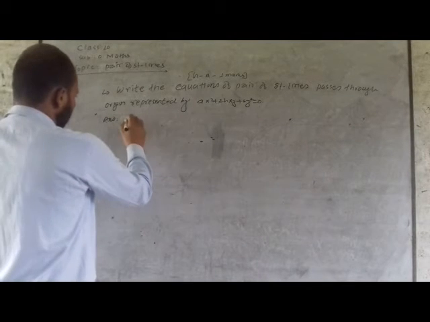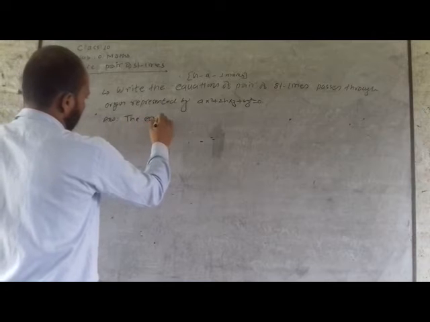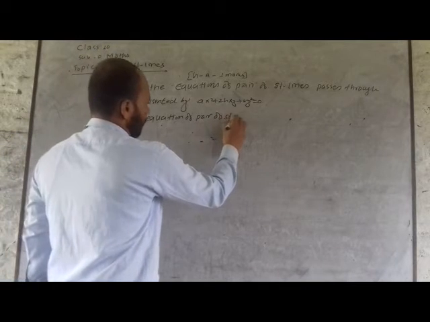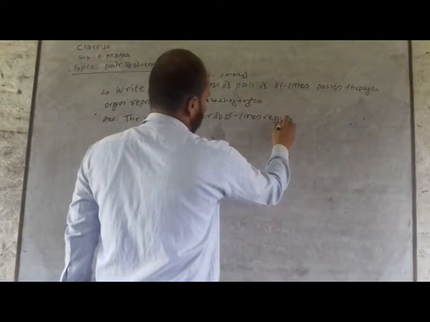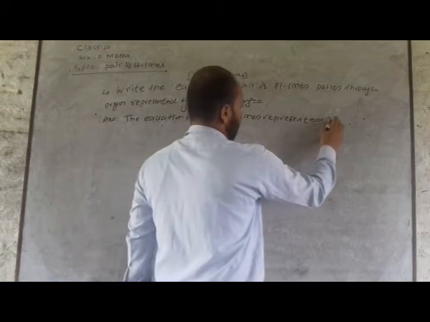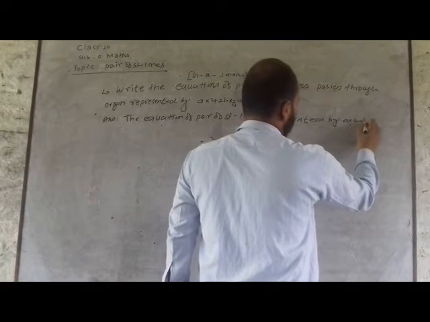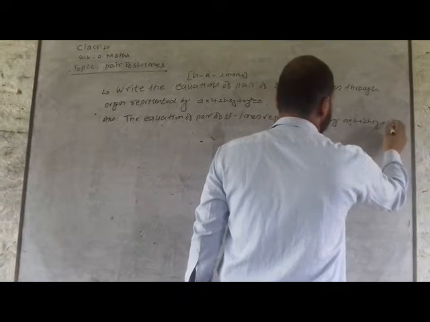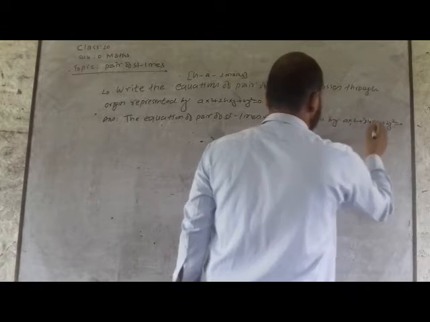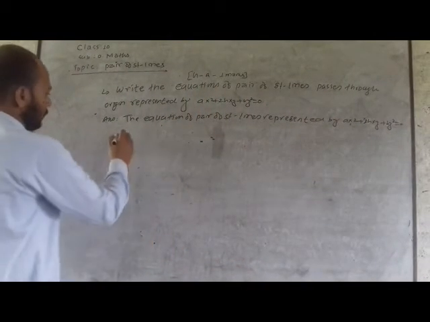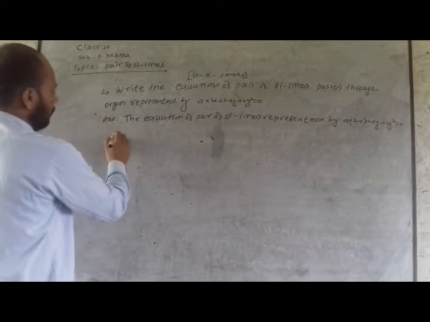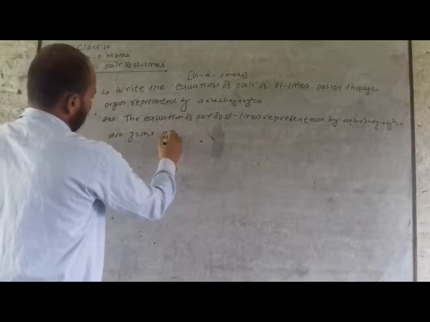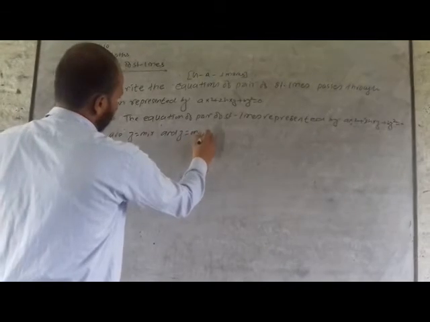Now look here, the equation of pair of straight lines represented by ax square plus 2hxy plus by square is equal to 0, and y is equal to m1x and y is equal to m2x.